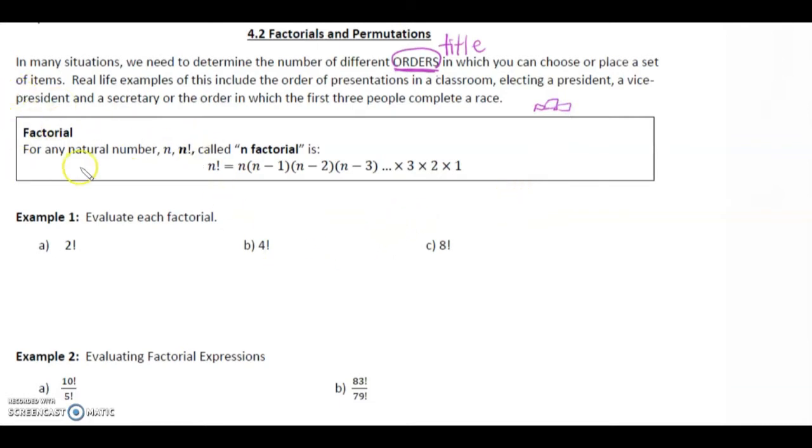Factorial. For any natural number n, when we talk about the natural number system, these are the positive integers: 1, 2, 3, 4, all the way to infinity. It does not include 0 and it does not include negatives. It starts at 1. When we see something with n exclamation mark, we call this n factorial. The way we expand n factorial is we take n as it is and multiply it by the next number down, then the next number down, and we keep doing that all the way to 3 times 2 times 1.